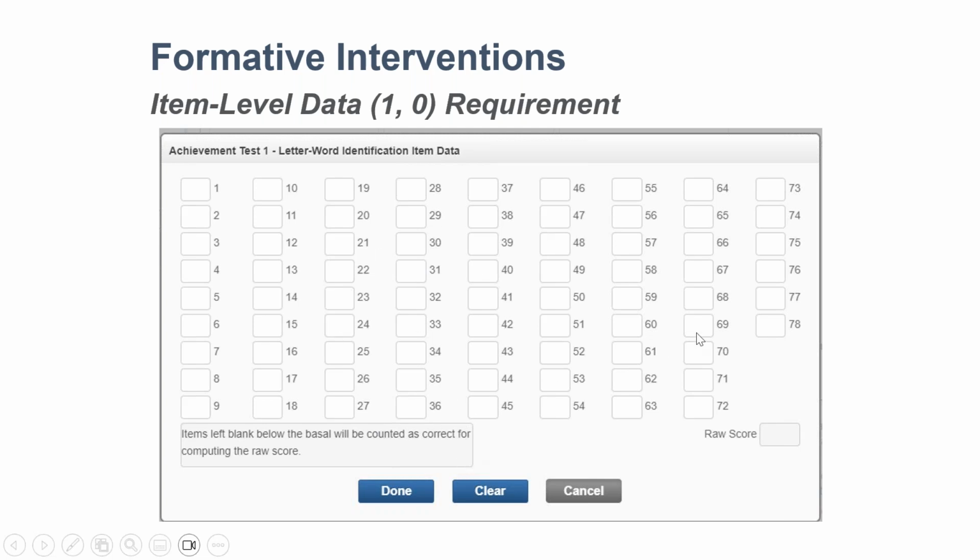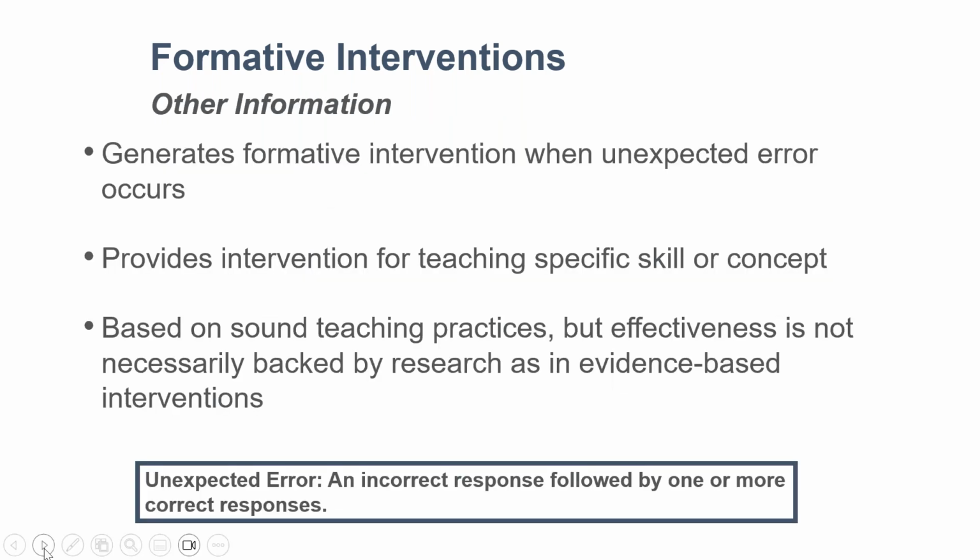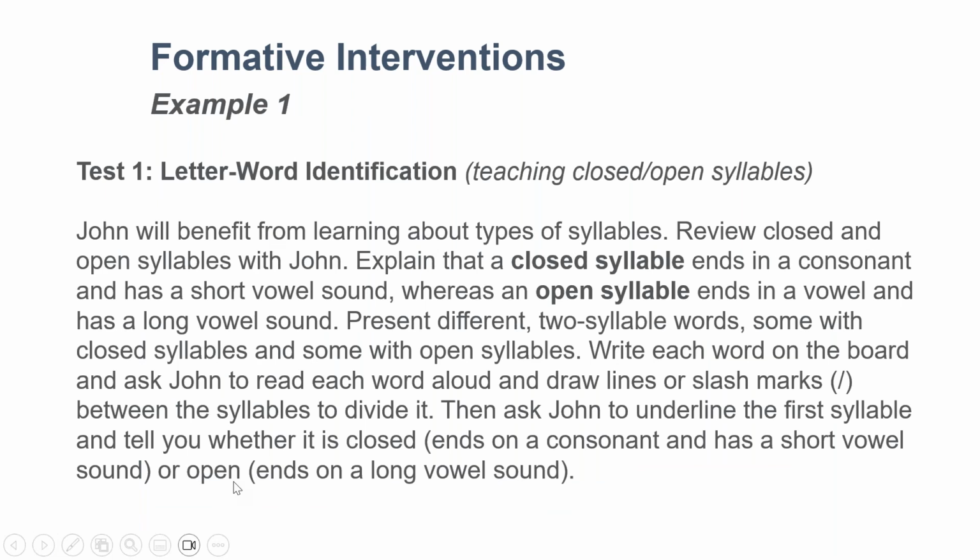And then when you run the interventions for the comprehensive report, the types of errors that the student made in this letter word identification test are going to help assist in populating the needed interventions. So it provides intervention for teaching a specific skill or concept. And again, it's based on sound teaching practices. So these are a couple examples of what those formative interventions would look like in the report.